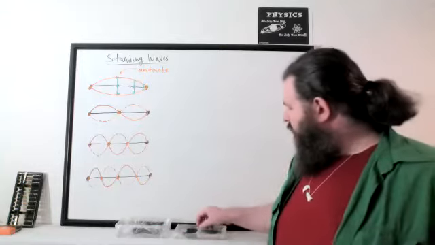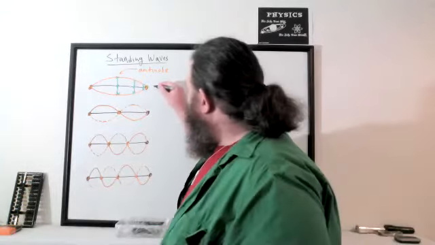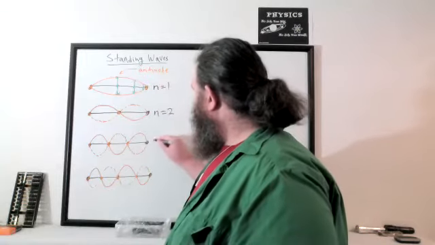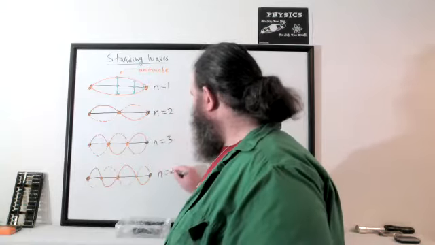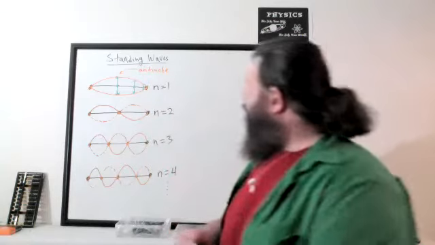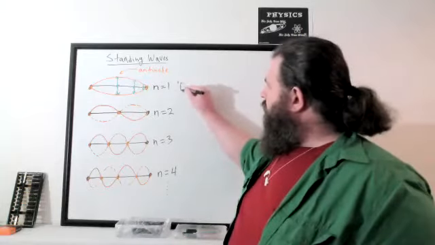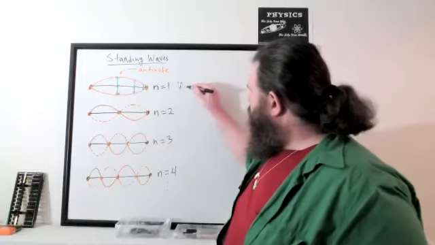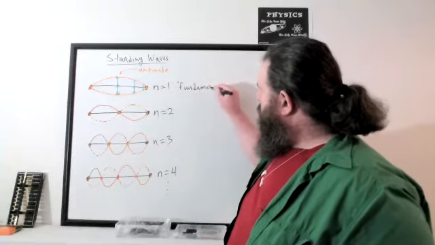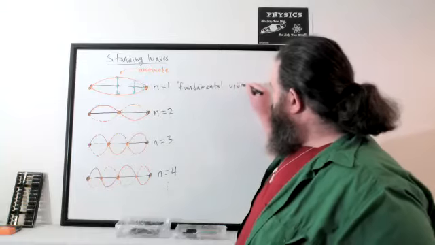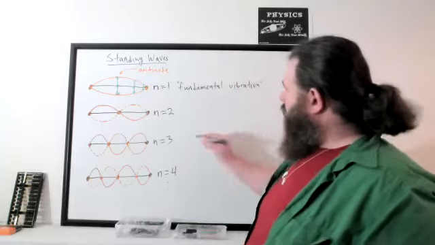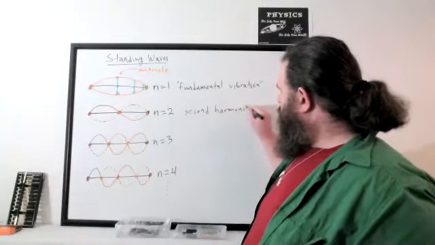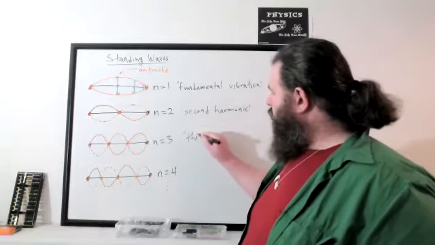In order to keep track of these, we usually label them. The first one we're going to call n equals 1, then n equals 2, n equals 3, n equals 4, and so on. The n equals 1 case is also called the fundamental vibration or fundamental harmonic. And then the other ones would be labeled the second harmonic, third harmonic, and so on.